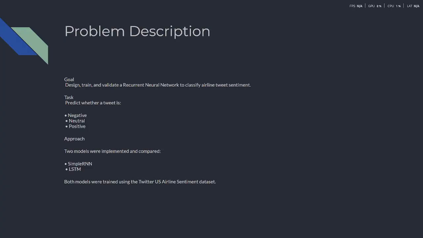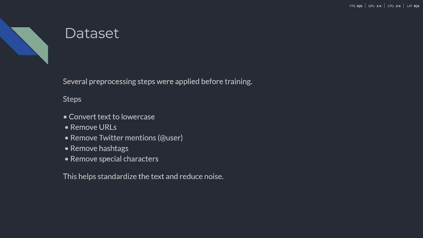Problem. The task is to classify tweets into three sentiment categories: negative, neutral, and positive. This is a sequence classification problem because tweets are ordered sequences of words. Dataset. The dataset used is the Twitter US airline sentiment dataset from Kaggle. It contains over 14,000 tweets discussing airline experiences.